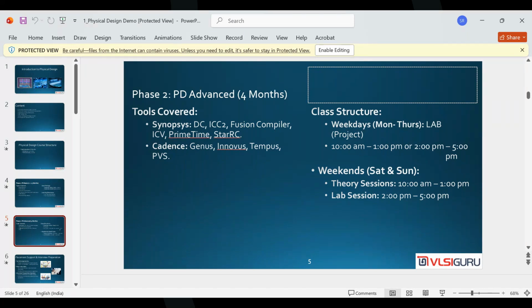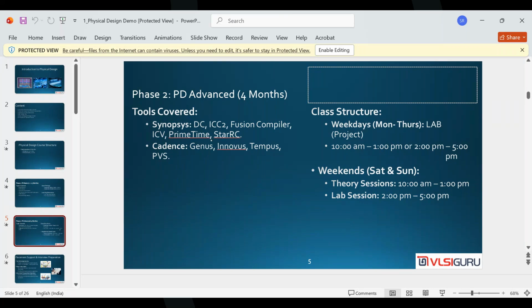But those people who are already experienced in VLSI, for them maybe the basic part is not that much required. You can directly join the PD advanced session, only if you are experienced in VLSI or some other domain. In that case, you can skip the basic part. Otherwise, you should attend the basic also.